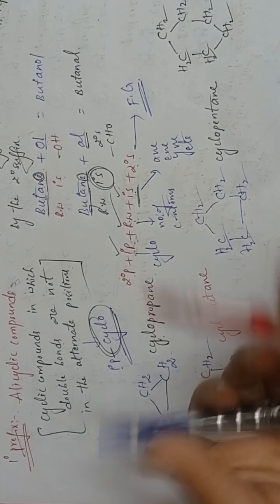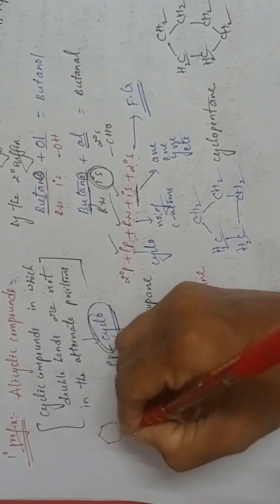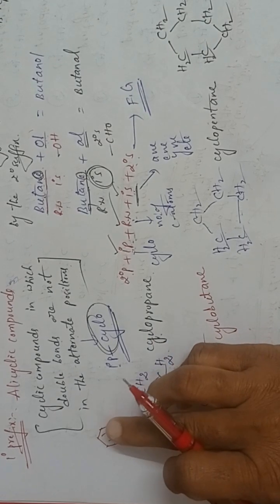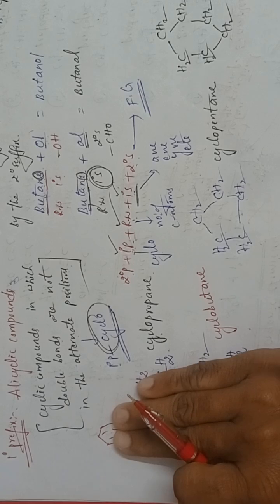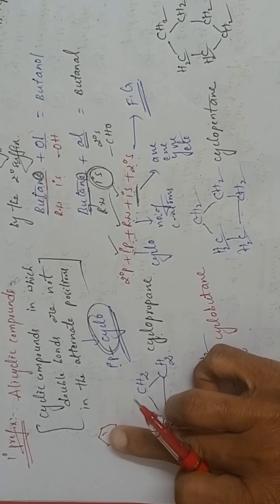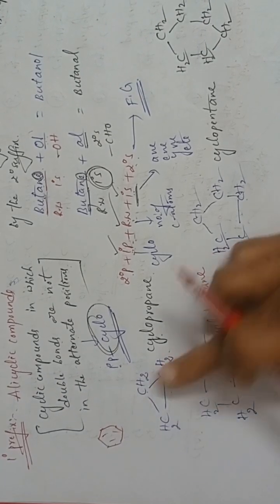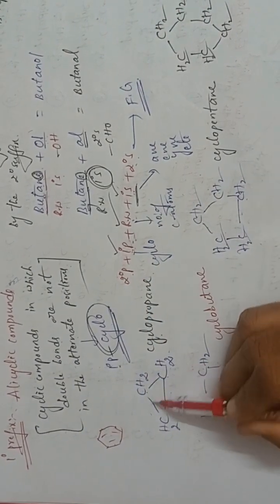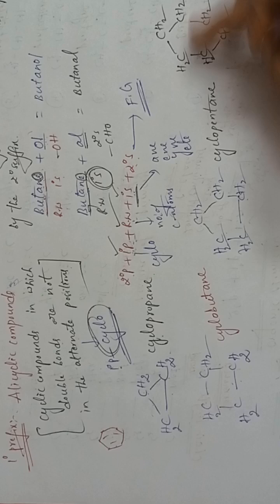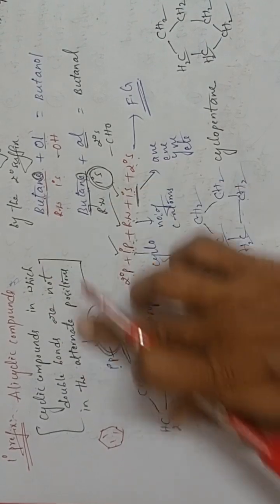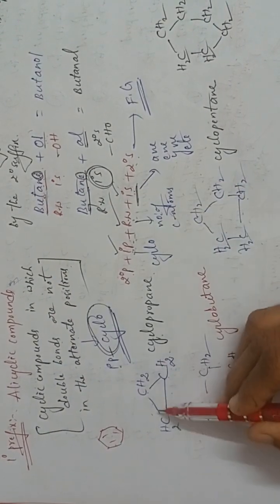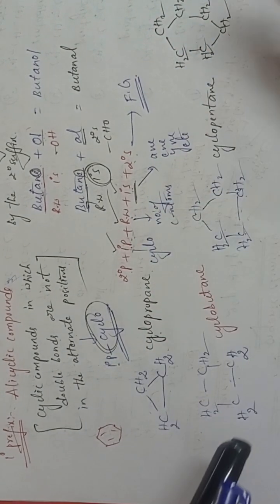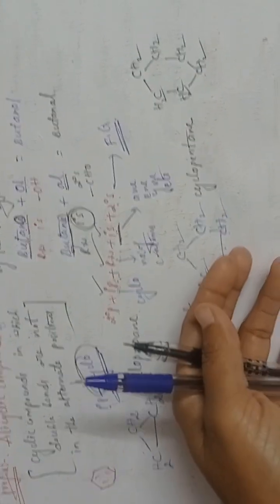Clear, students? If I take a benzene ring, see here, there are double bonds at alternate positions. It is a closed structure having double bonds at the alternate positions. But in alicyclic compounds, students, they are closed structures only, and double bonds are not in the alternate positions. Here there are no double bonds, all are single bonds. Clear? Now take this example.